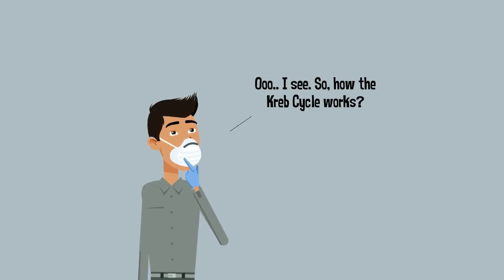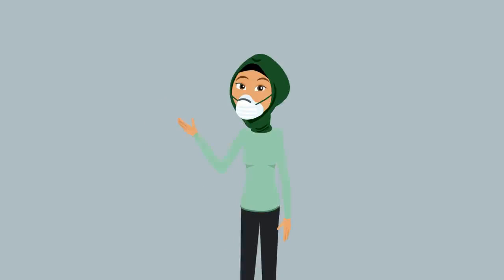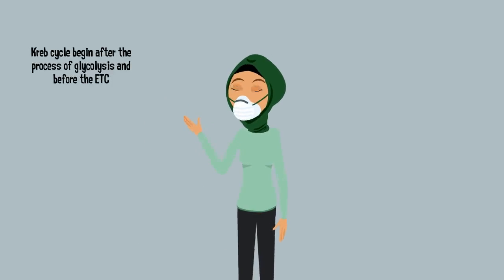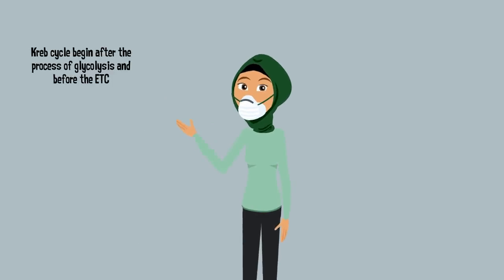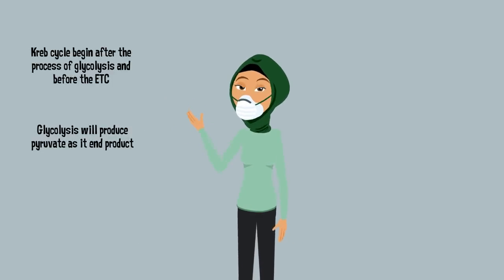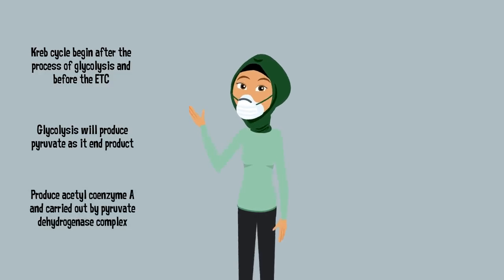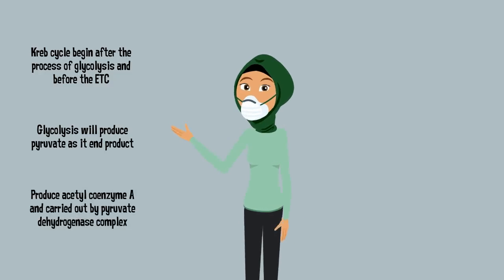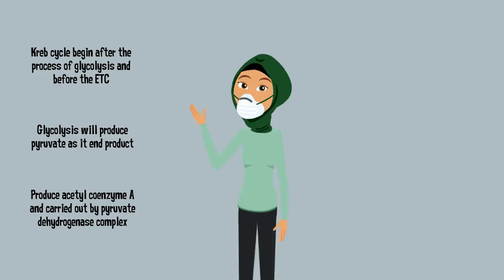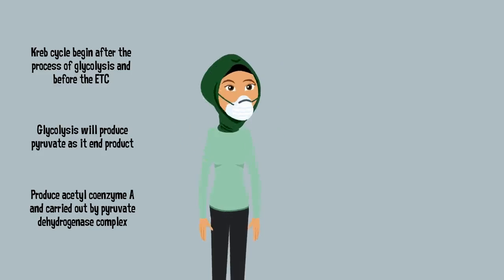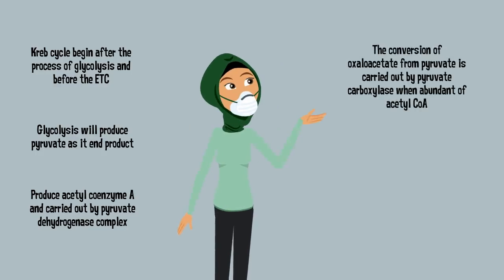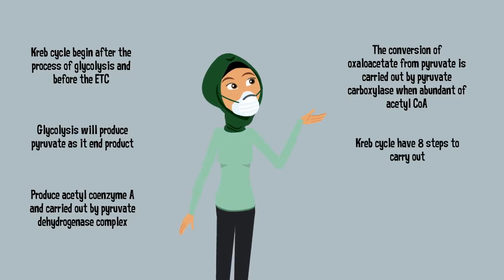Oh, I see. So how does the Krebs cycle work? The Krebs cycle begins after the process of glycolysis and before the ETC. Glycolysis will produce pyruvate as its end product. From the pyruvate oxidation process, it will produce acetyl coenzyme A, or known as acetyl-CoA, carried out by the pyruvate dehydrogenase complex. The conversion of pyruvate to oxaloacetate is carried out by pyruvate carboxylase when acetyl-CoA is abundant. So, overall, the Krebs cycle has 8 steps.